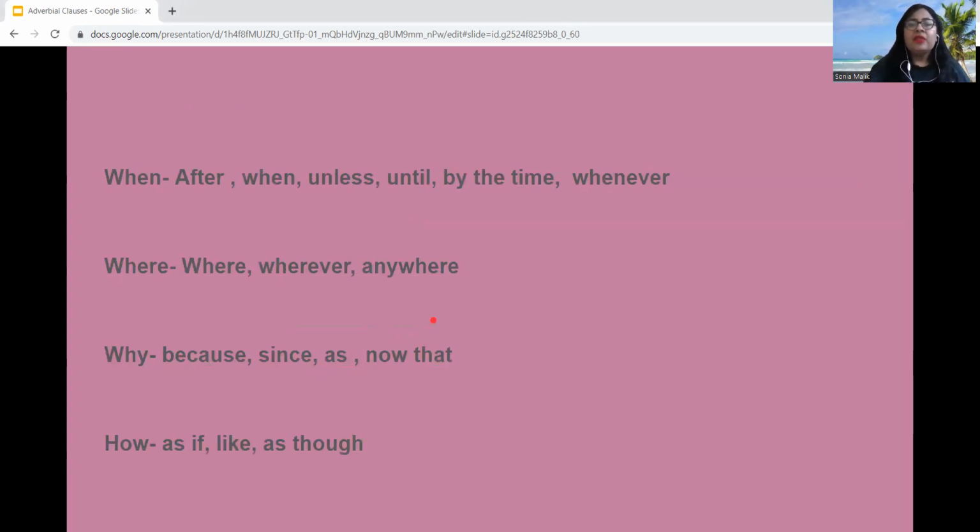All right? So when you get the answer of when, you will see these keywords: after, when, unless, until, by the time, whenever. When you use where, the place, you will get these keywords: where, wherever, anywhere. Why? The reason. Why did that action happen? Because, since, as, now that. How? As if, like, as though.